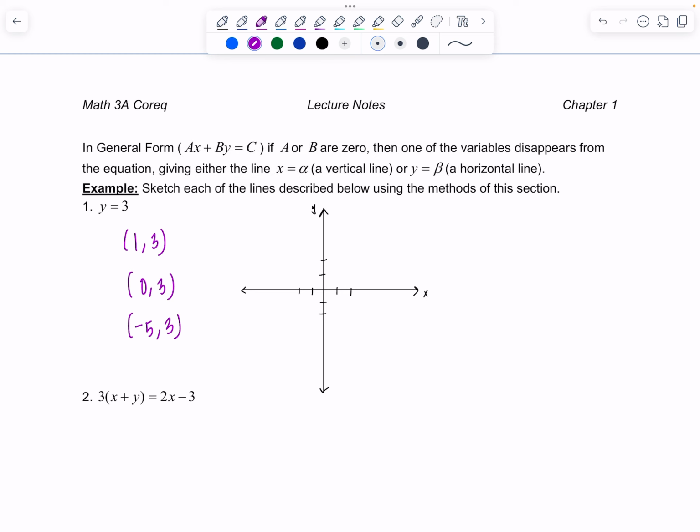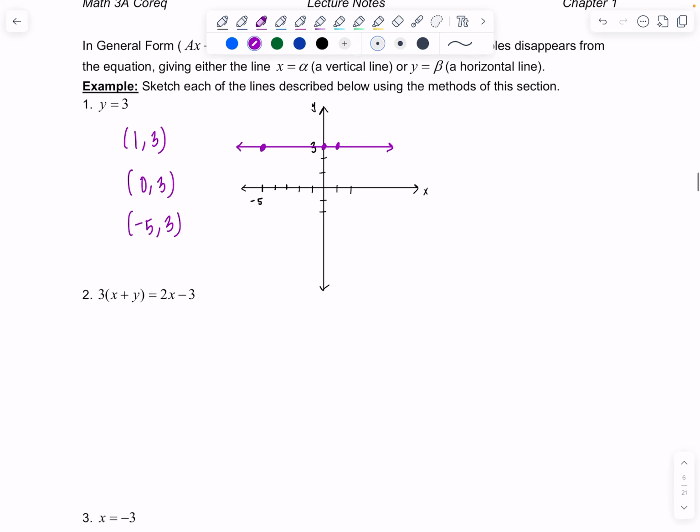Okay, so we've got 1, 3. Let me go up to 3. So 1, 3 is here. 0, 3 is here. -5, 3, 1, 2, 3, 4, 5. That's -5, 3, that's right here. Oh, yep, can you see? It's a horizontal line, because x can be anything, any real number. So long as y is 3, we have satisfied the equation.